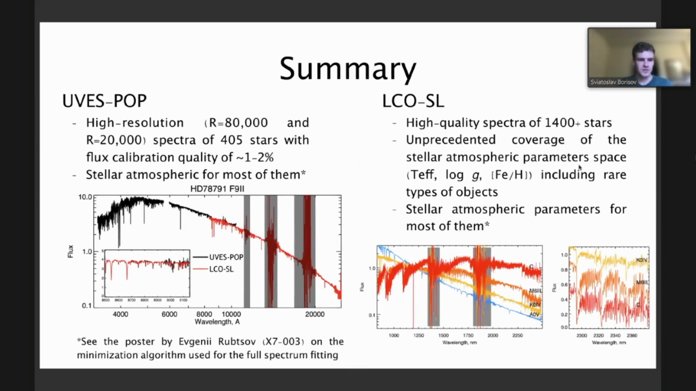So in summary, we have two different stellar spectral libraries with a very high quality of flux calibration, and one of them has an unprecedented coverage of the stellar atmospheric parameters in the space of stellar atmospheric parameters. And for most of the stars, we have the values of their parameters. If you want, you can see the poster by Evgeny Rubtsov at the conference, which describes the minimization algorithm which was used for full spectrum fitting.